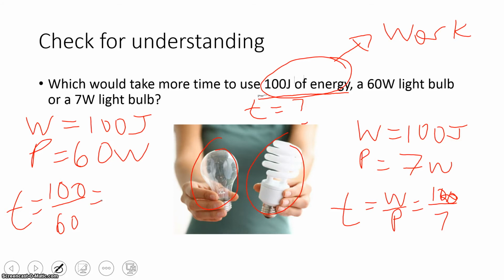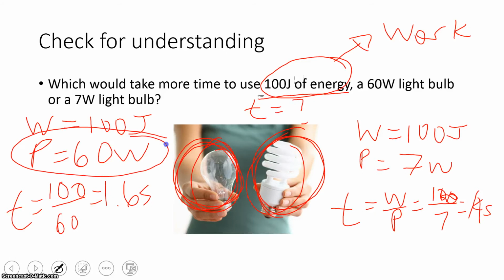So 100 divided by 60, let me do the math on that real quick. That would be 1.6 seconds, so pretty quick. 100 divided by 7, that would be 14 seconds. So, wow, this light bulb takes more time to use power. This light bulb uses power faster. So that makes sense, right?